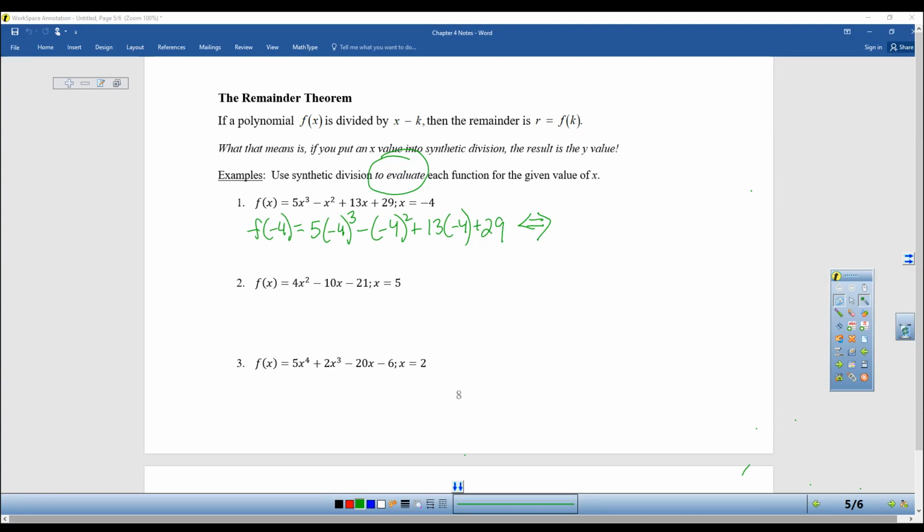So just to be clear, there's nothing wrong with doing it this way. Even on your test, I'm not going to require you to use synthetic division. Just on your homework tonight, I want to make sure that you understand that this concept is exactly equivalent to plugging a -4 into synthetic, and then out the other end will pop f of negative 4. This is the y value when x is equal to negative 4. So it's just pretty cool. Let's do it real quick.